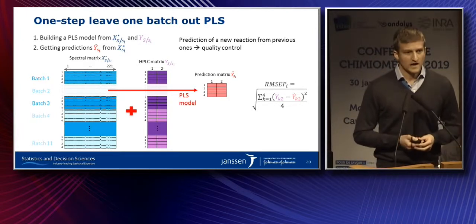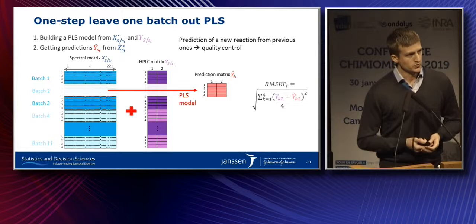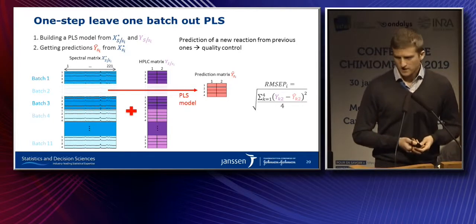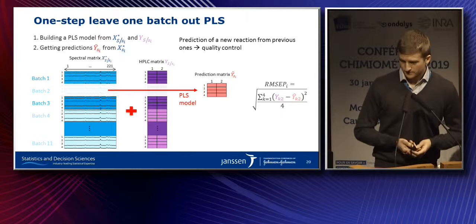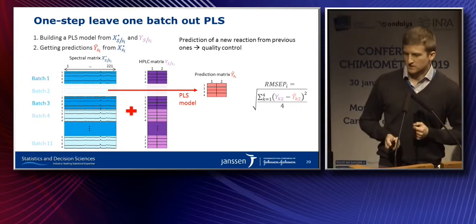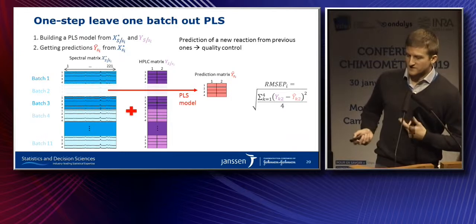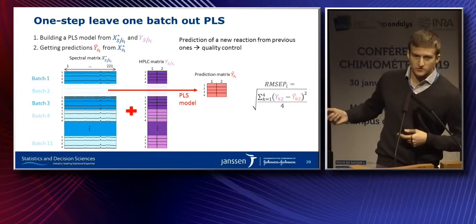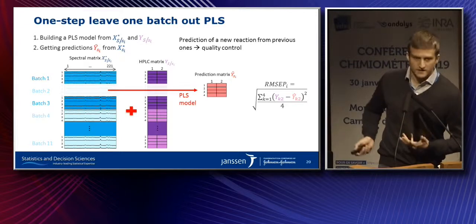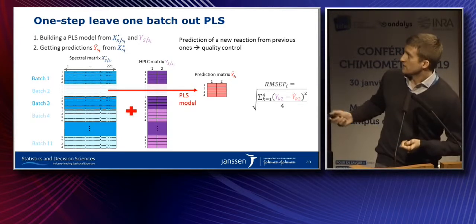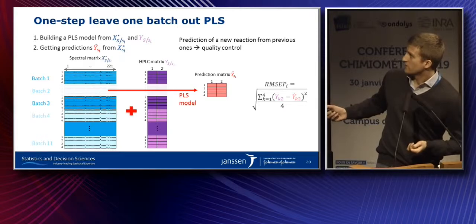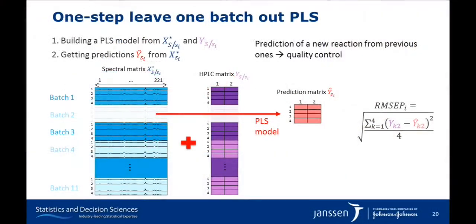So I've used two methodologies to calculate the prediction errors of the models. The first one is to apply a one-step leave-one-batch-out PLS using only spectral data. The idea is to build a PLS model in the first step from the spectral data and HPLC data from all the batches minus one, so 10 batches.